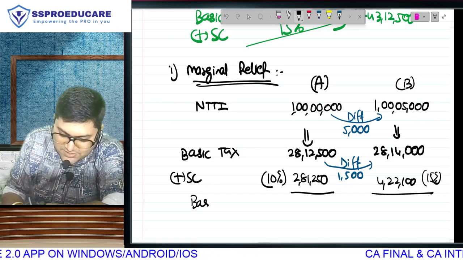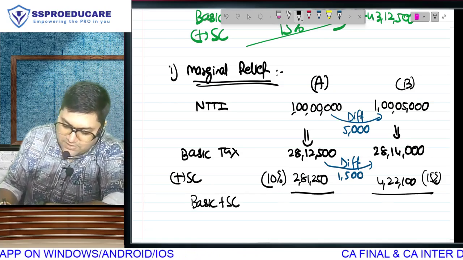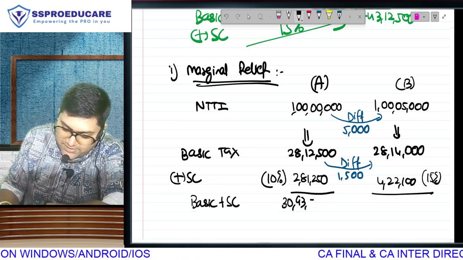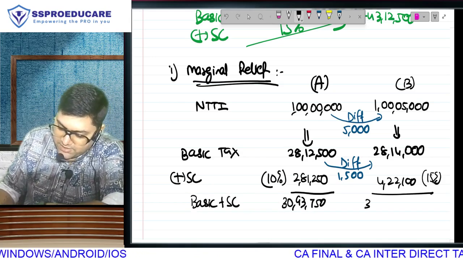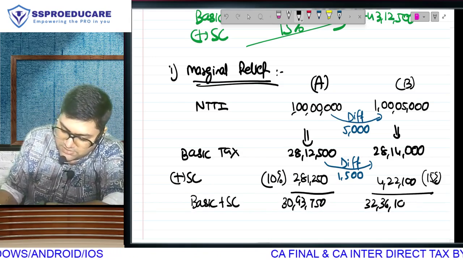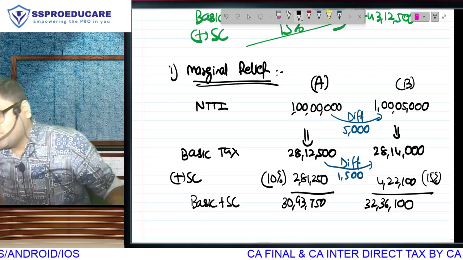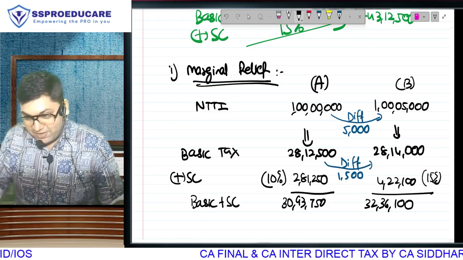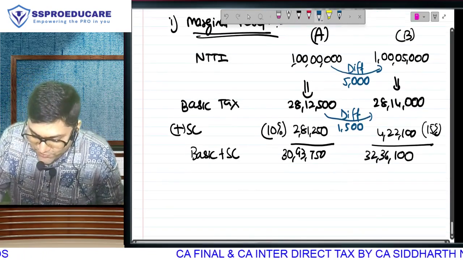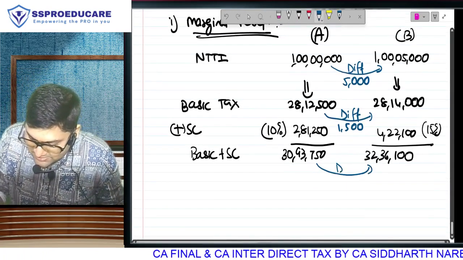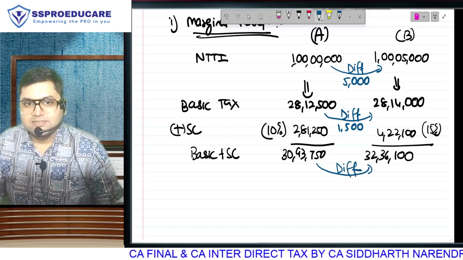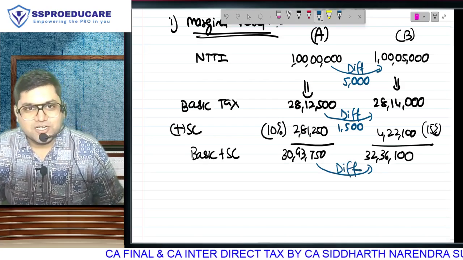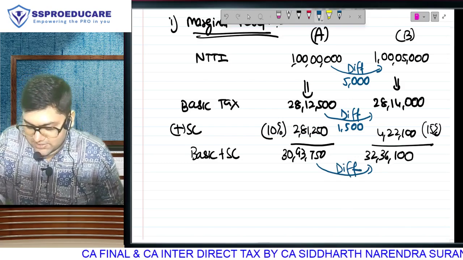Basic plus surcharge: 30 lakh 93,750 and 32 lakh 36,100. Now comes the problem. Here is the problem. You understand the problem, we will find out the solution. What is the difference in tax? After adding surcharge, what is the difference in tax?